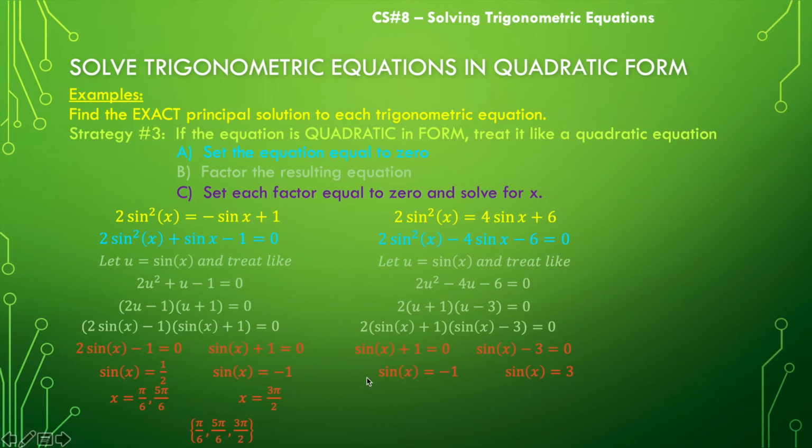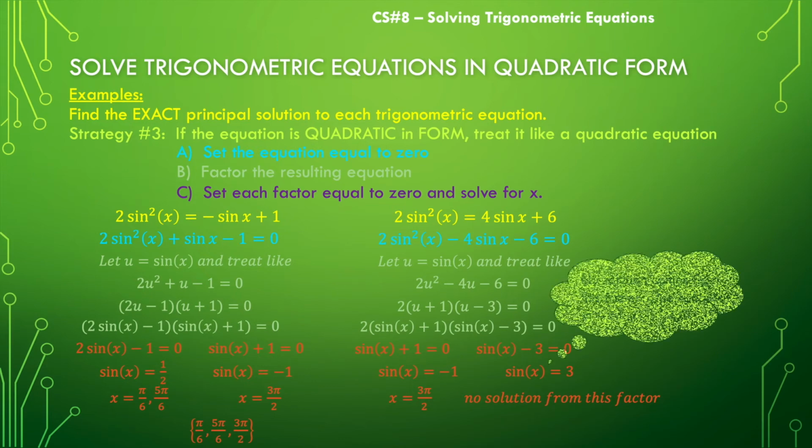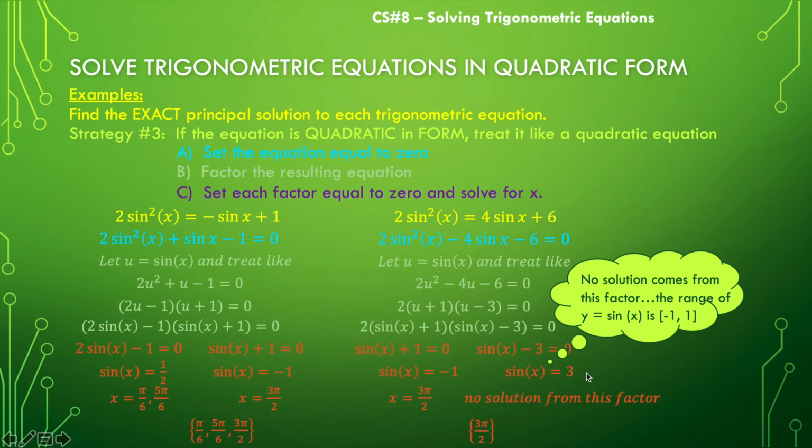Because we definitely know that the sine of x is equal to negative 1 at 3 pi over 2. But where is the sine of x equal to 3? And that's tricky because of y equals sine of x. You'll remember that the range of that graph only goes between negative 1 and 1. And so there is no solution from this factor. Okay, and that is because there's nothing that will satisfy this equation. So the only solution to this trig equation will be 3 pi over 2.